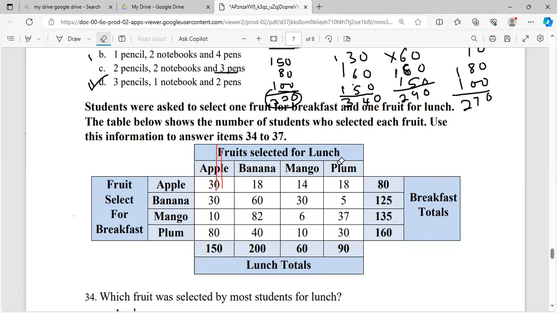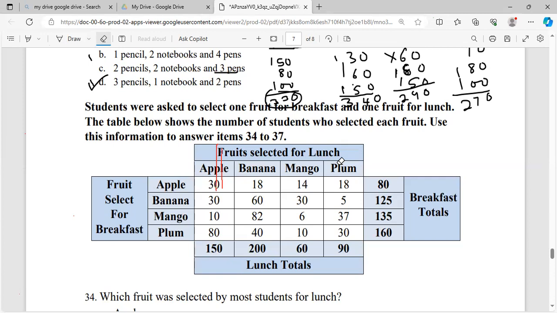Students were asked to select 1 food for breakfast, and 1 food for lunch. So guys, read the heading carefully. The table below shows a number of students who select each fruit. Use this information to answer item 34 to 37.